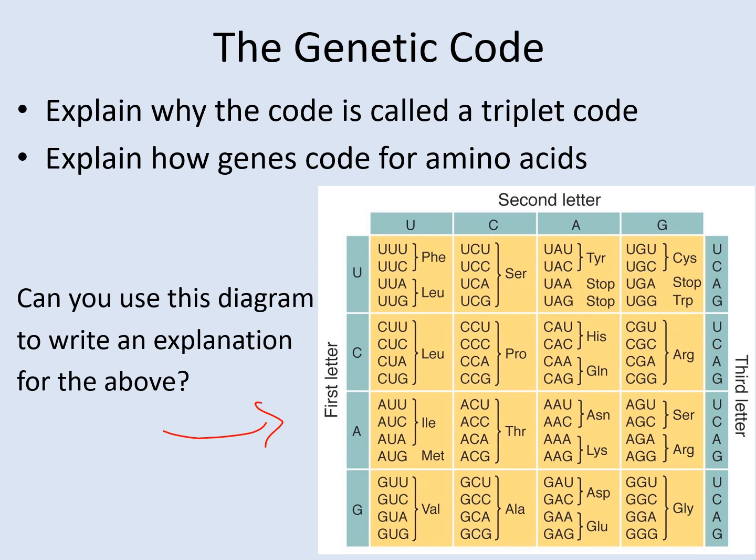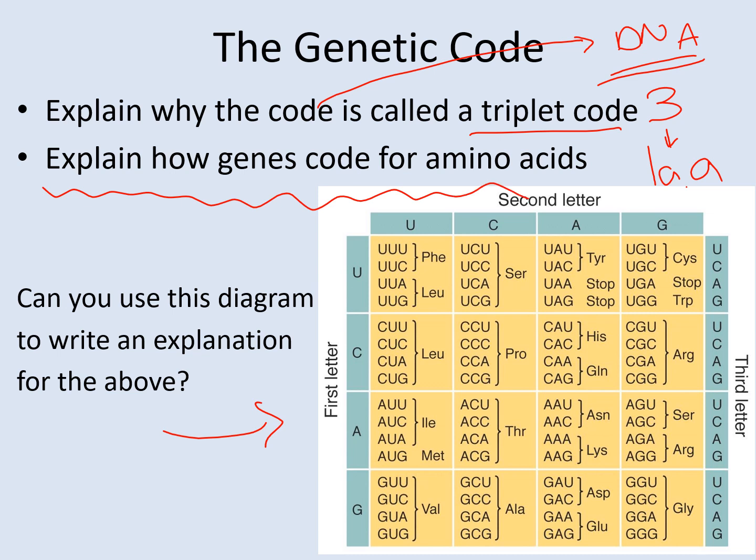So the code, now when we're talking about the code, we're basically talking about the DNA sequence, so the sequence of bases on the DNA molecule. And it's called a triplet code because you need 3 bases to code for 1 amino acid. Okay, now we can actually see that in this diagram below, and this actually helps us when we're explaining how genes code for amino acids.